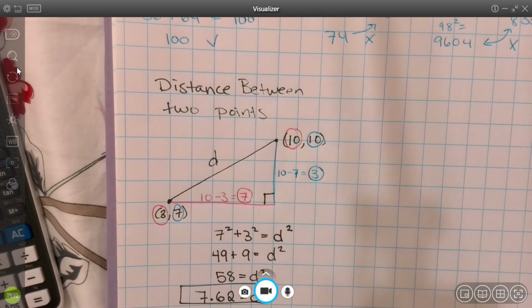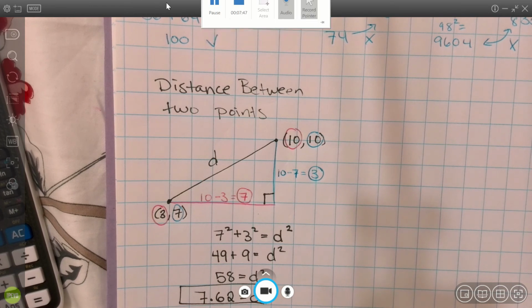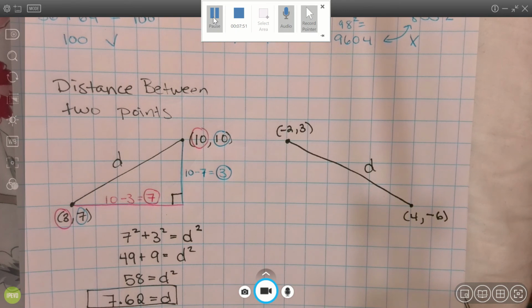I'm going to give you another one to try, and then you have homework on My Maths to go ahead and do, which will have you do your Pythagoras as well as applying Pythagoras to a distance. So I want you to go ahead and find the distance here. So pause the video and see if you can do that.